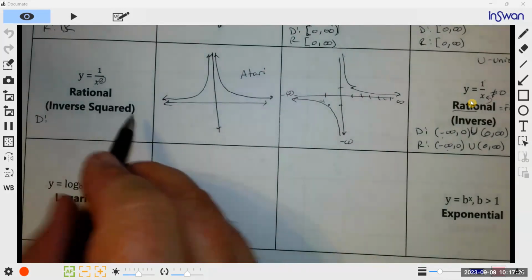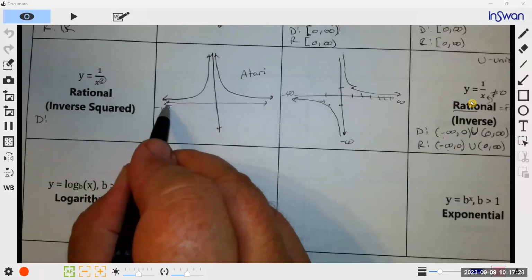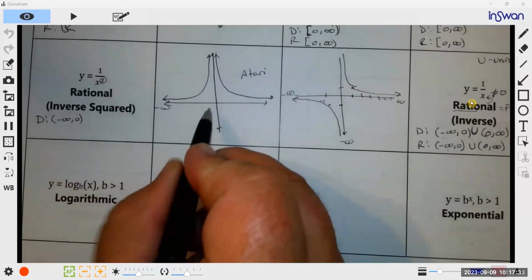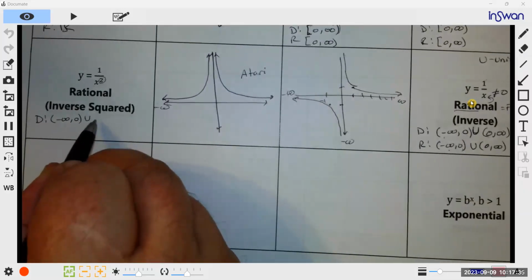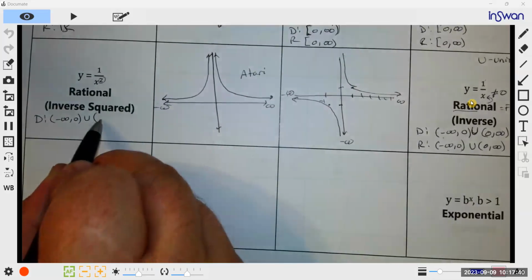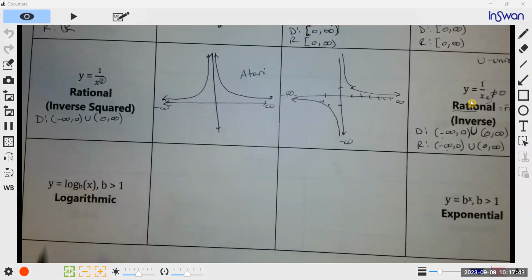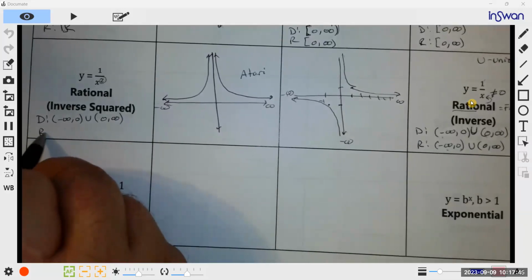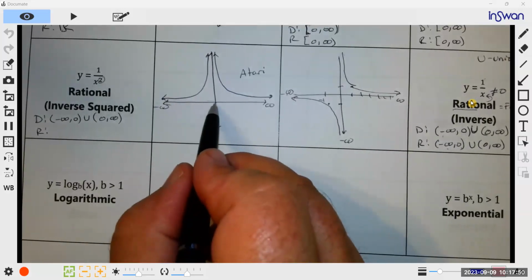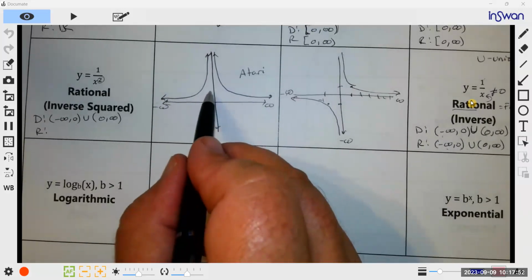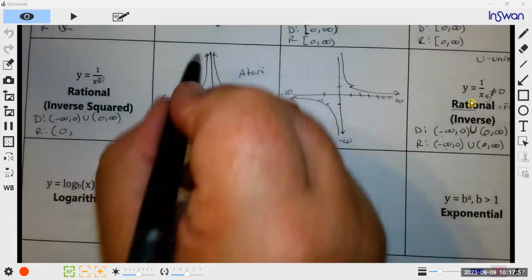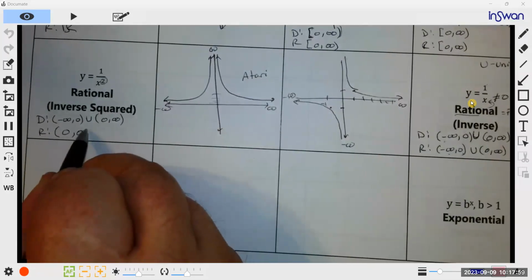The domain here, remember, we go from negative infinity, get very close to 0. We can't go to 0, so we have to skip that. The next group goes from 0 to positive infinity. The range, let's look at the y values. What's the lowest? Can it become 0? No, it gets very, very close. It keeps on going down, down, down, down. So it gets very close to 0. But it goes all the way up to infinity.